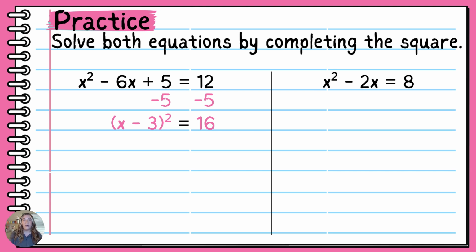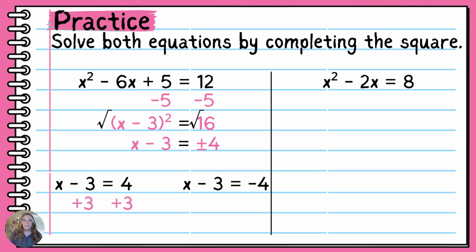So we'll take the square root of each side. So we'll get x minus 3 is equal to positive and negative 4. So we'll set up two equations with one being positive 4 and one negative 4. So we can get x by itself by adding 3 to both sides. So we get x is equal to 7. And then we'll add 3 again to the other equation, and this time we get x equals negative 1.